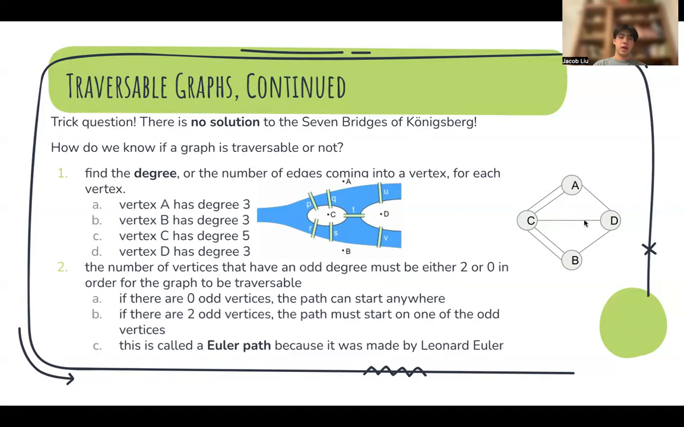So this is called a Euler path because it was made by Leonhard Euler, one of the founding fathers of graph theory. And he's also a big name in geometry. So you can see the 7 bridges of Königsberg are not traversable because all of the degrees are odd.